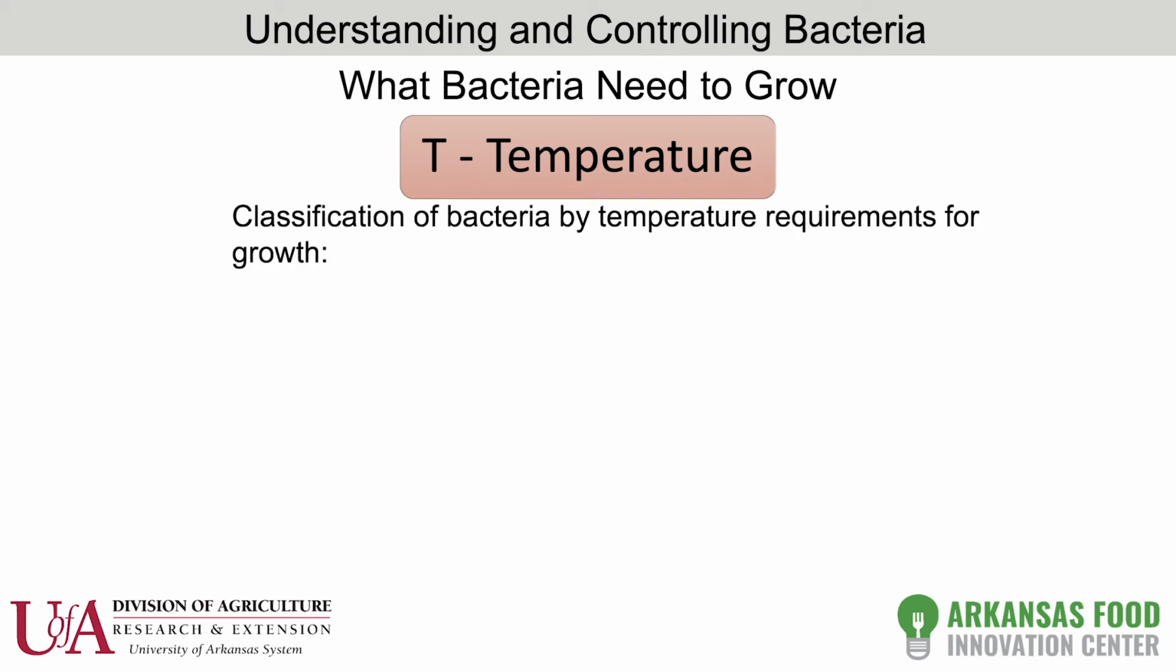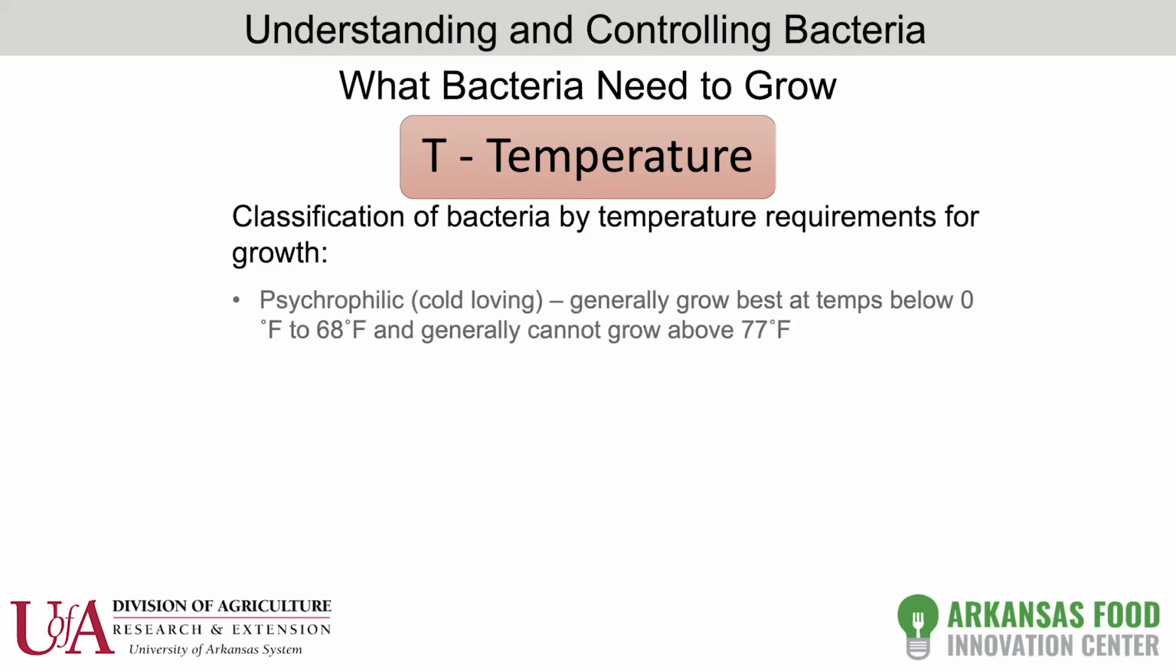For all bacteria, there is an ideal temperature where they reproduce the fastest, and bacteria are often classified based on this temperature. Bacteria classified as psychrophilic are cold-loving and generally grow best at temperatures ranging from below 0 to 68 degrees Fahrenheit. Most psychrophilic bacteria cannot grow when the temperature is above 77 degrees Fahrenheit.